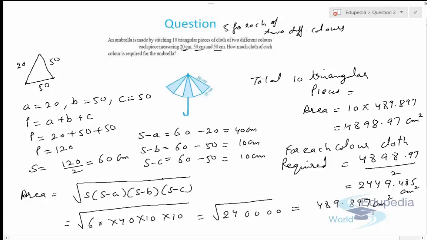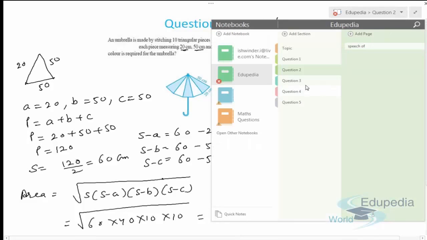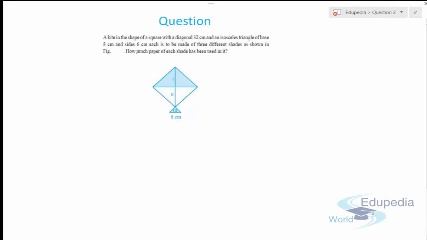Now let's discuss the next question, question number 3. It's a very interesting question and very important from the exam point of view. A kite is in the shape of a square with a diagonal 32 centimeter. Now this is a diagonal and an isosceles triangle at the base. So this is our isosceles triangle, of 8 centimeter and 6 centimeter side each, right? They are made of different shade. We need to find how much paper each shade has been used, means this one, area 1, 2 and 3 we need to find.